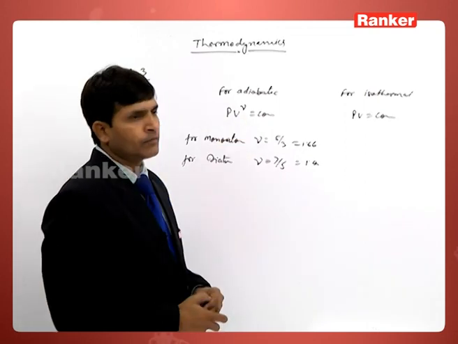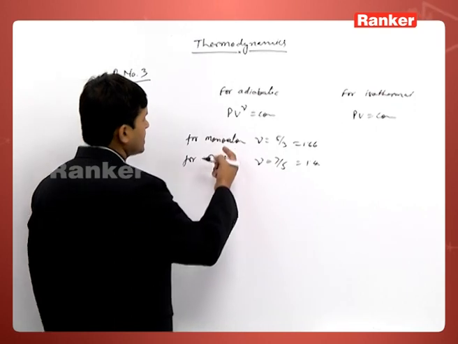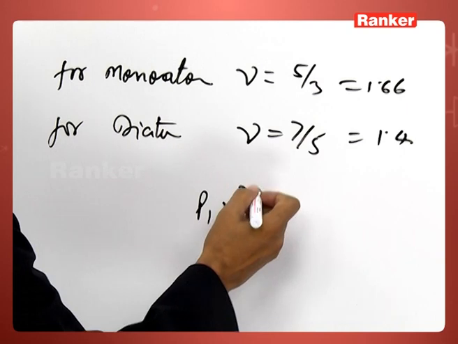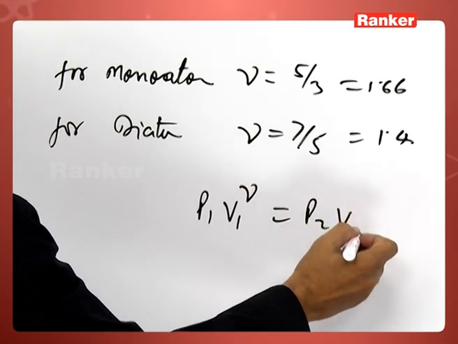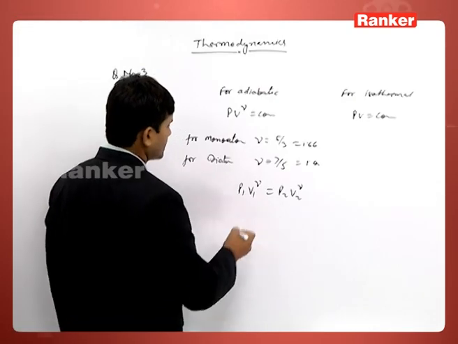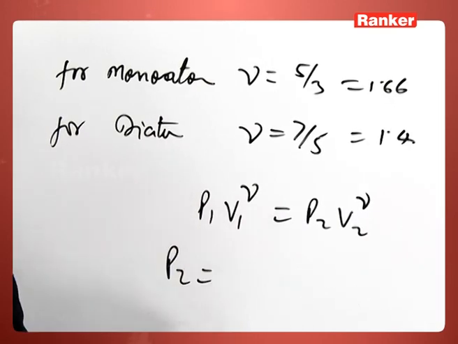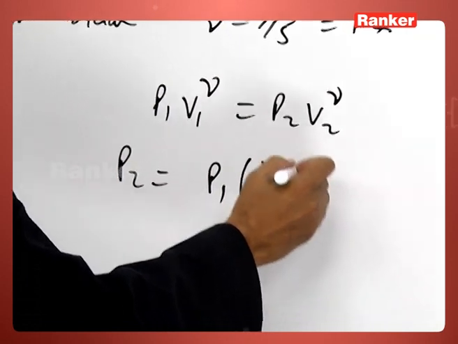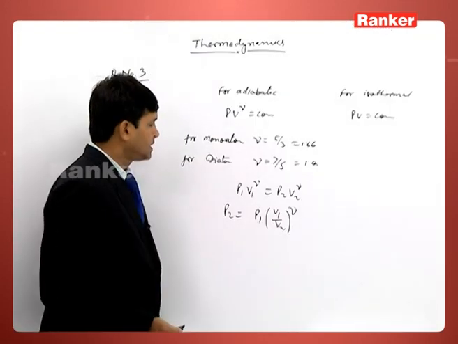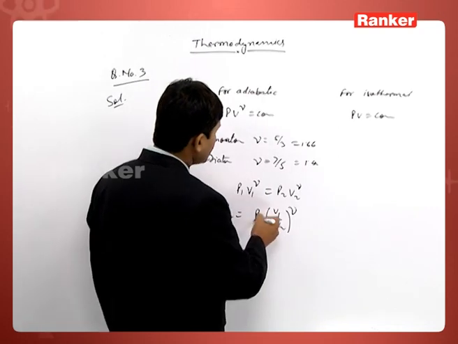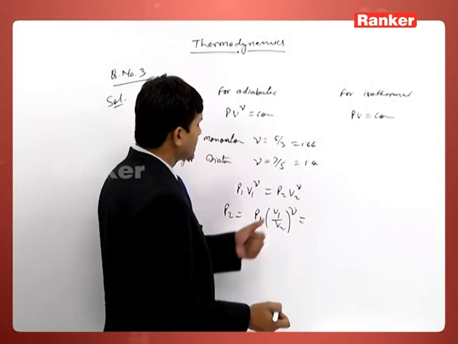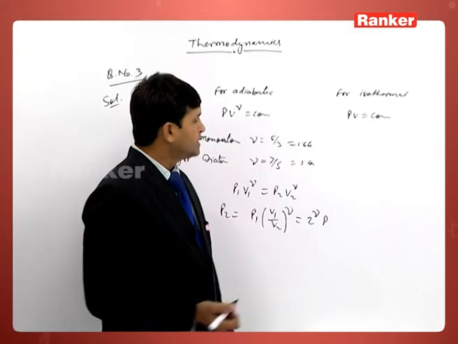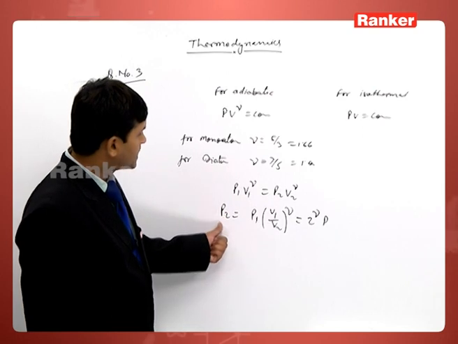The volume becomes 1/2. See, if I am talking about the monatomic gas, P1 V1 to the power gamma is P2 V2 to the power gamma. So P2 is equal to P1 (V1 by V2) to the power gamma. Now from here, initial pressure is the same, volume gets halved, so 2 to the power gamma into P. This is the expression for pressure.